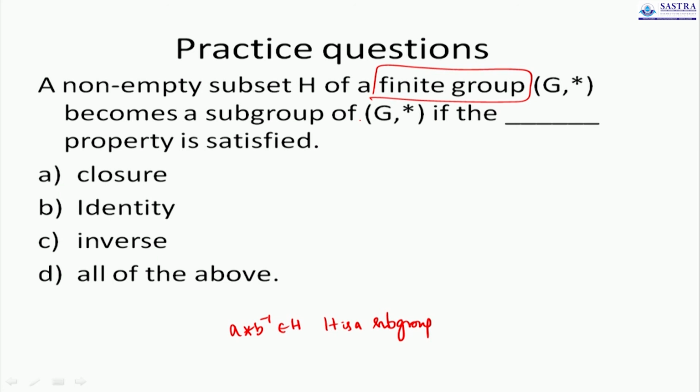Now if the group is finite, it is enough if you check for the closure property, because as long as the group is closed, you will be able to easily identify some element as the inverse of any given element. You do not have to check for the inverse, you do not have to check for the identity. As long as the closure property is identified, you will see that the non-empty set will actually form a subgroup of the given finite G star.